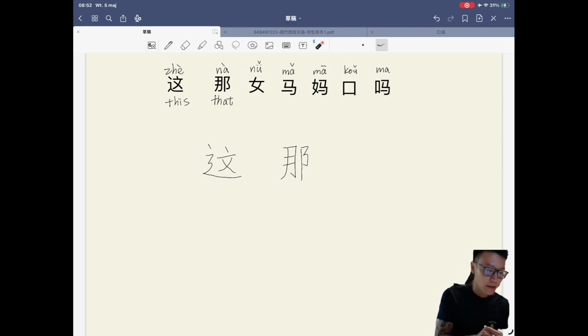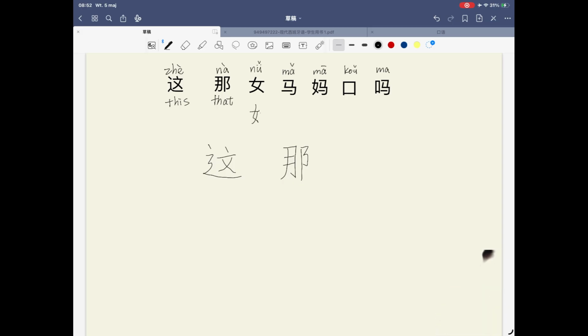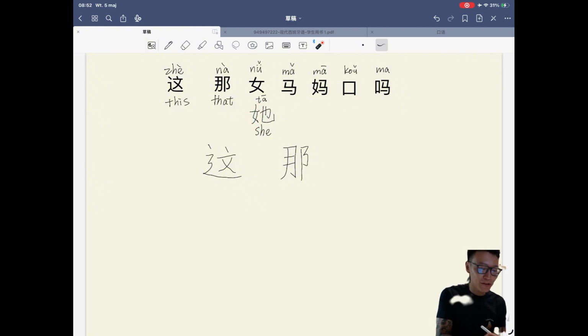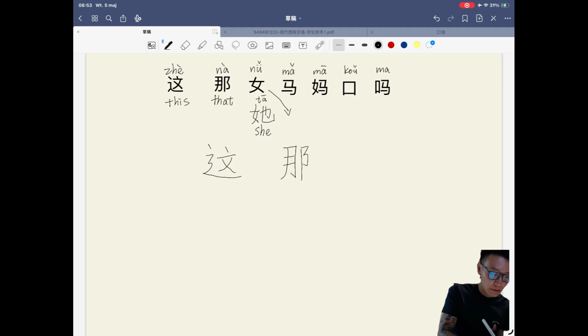女. Does it look familiar to you? Yes, because in lesson 1 we learned one character which is 她. Hopefully you still remember this. If you still remember this character 她, it means she. And you can see this part on the left is actually a thinner version of 女. And 女 means woman. Alright, I will write it here.